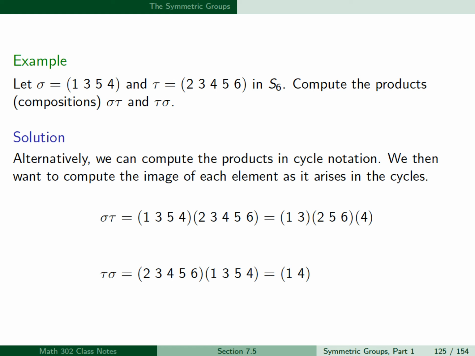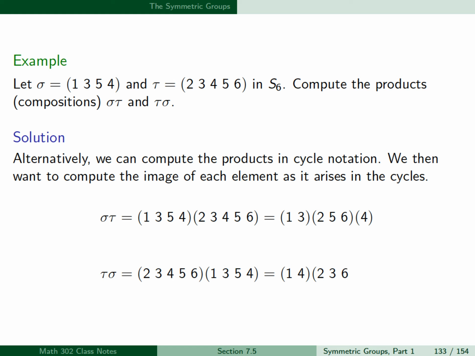And I'll start a new cycle. The first element that doesn't appear is 2. And in sigma, 2 is fixed. And in tau, 2 maps to 3. So in the product, 2 will map to 3. Let's look at the image of 3 next. So in sigma, 3 maps to 5. And in tau, 5 maps to 6. So that means in the product, 3 will map to 6.